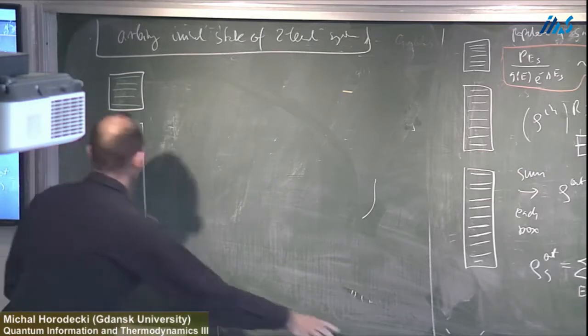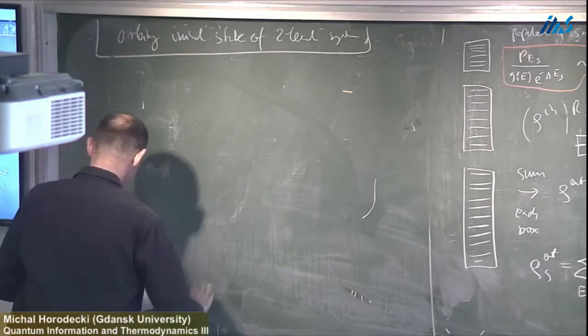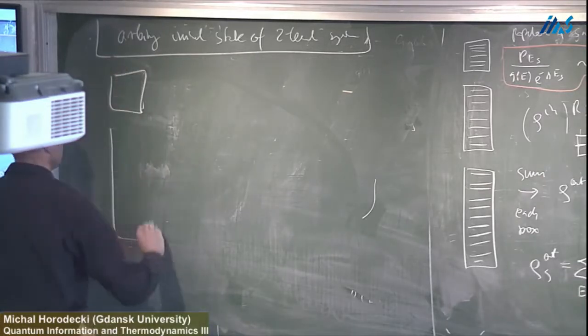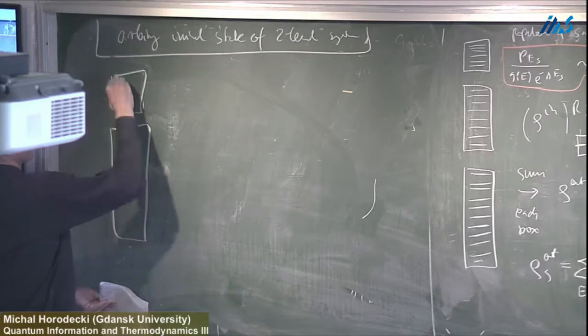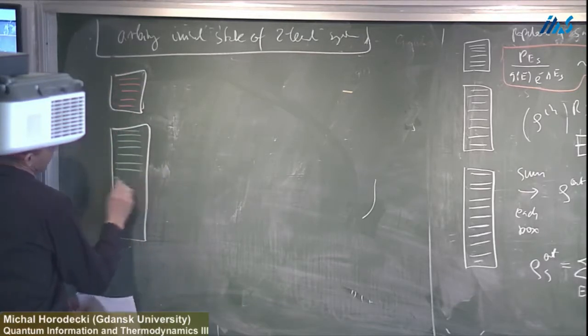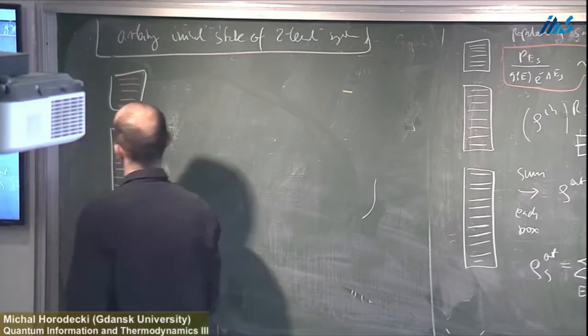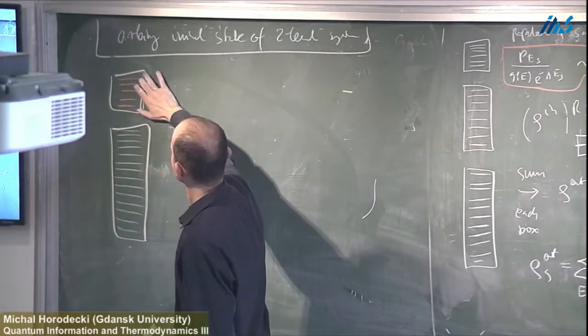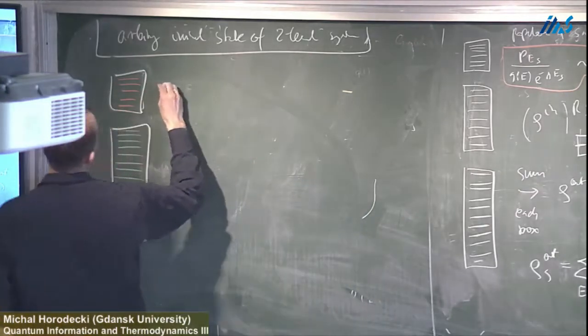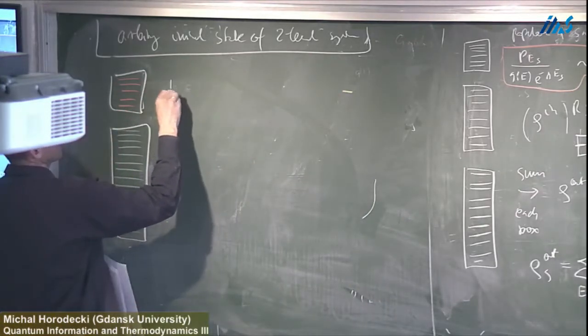Or maybe to keep the color convention. So everything is populated, but we know that these have different probabilities than this. So what's the probability of this? Sorry, the probability of this is 1 over d.